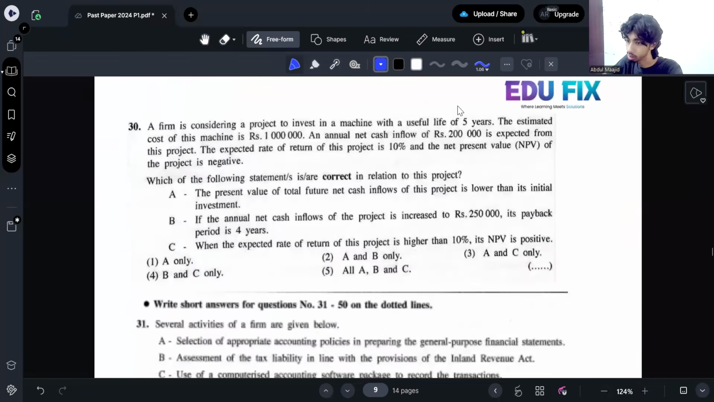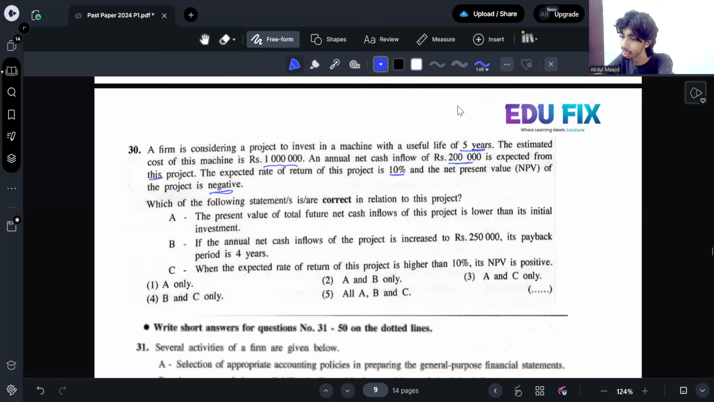Then the last MCQ. A firm is considering a project to invest in a machine with a useful life of 5 years. The estimated cost of this machine is 1 million. An annual net cash inflow of 200,000 is expected from this project. The expected rate of return of this project is 10% and the NPV of the project is negative. A: The present value of total future net cash inflow of this project is lower than the initial investment.